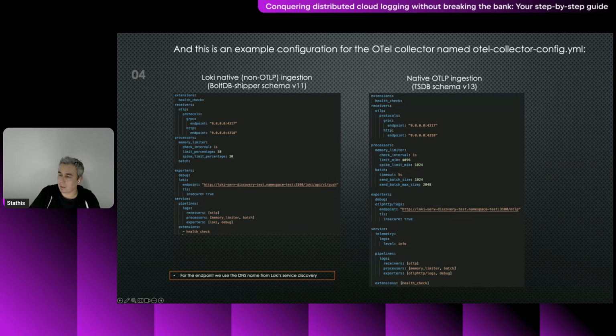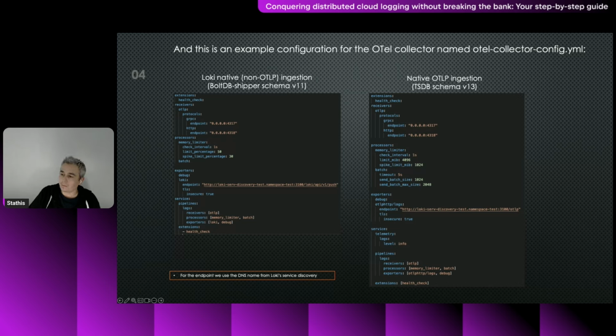It has a memory limiter. It checks memory usage every 1 second. It caps memory at 4,096 megabytes. It allows temporary spikes up to 1,024 megabytes before dropping data. It basically prevents the collector from crashing if it receives too much data.